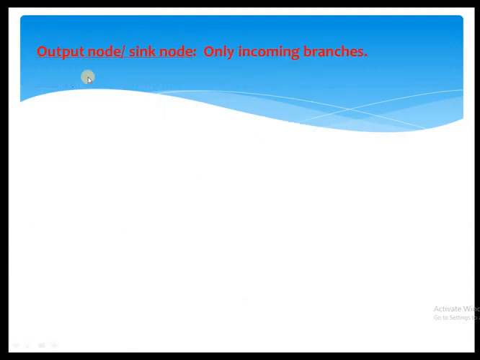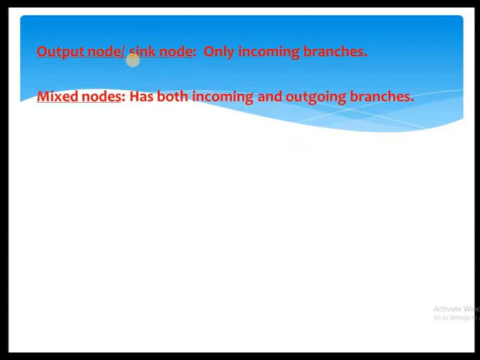Coming to the next definitions, output node or sink node. An output node or sink node is nothing but a node which consists of only incoming branches. It has only the capability to take the signals. That's why it is called an output node or sink node. It will sink the signal. And the next definition is mixed node. A mixed node is nothing but the combination of input and output, that is input signal and output signal. If a particular node consists of both input signal and output signal, that particular node is a mixed node.